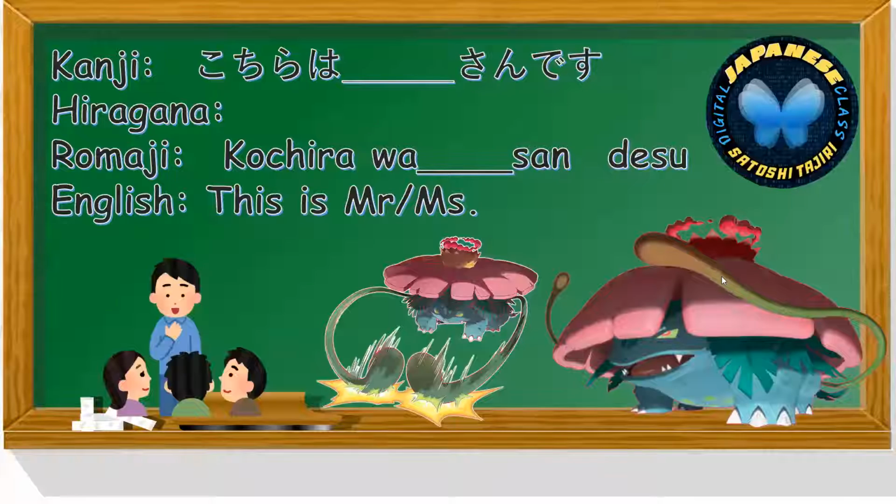Next word is kochira wa, blank san desu. This is Mr. or Miss. We use this phrase, for example, if we are introducing someone, so we're using our word kochira. Kochira wa blank san desu.